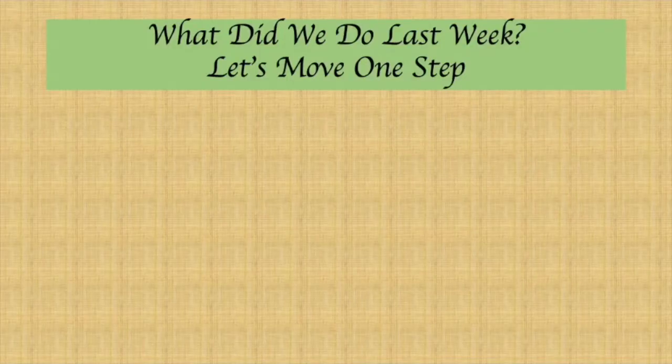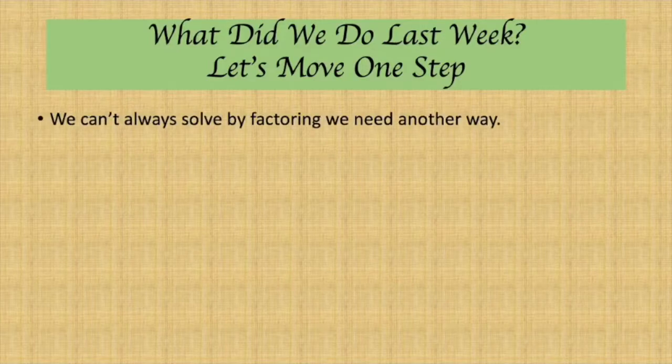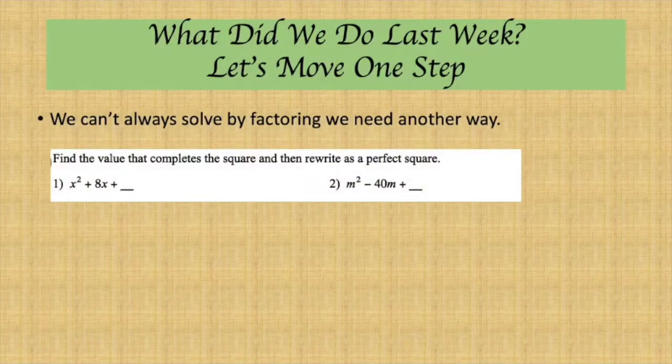All right, let's talk about what we did last week, and then we're going to take it one step forward after that. We can't always solve by factoring. You guys have been solving by factoring, and you've been solving by taking the square root of both sides, and we can't always do that. We have to do something else. And so we've got to find something that works. And so somebody came up with this. You guys have been doing this. Number 1 and number 2, you've been doing this already.